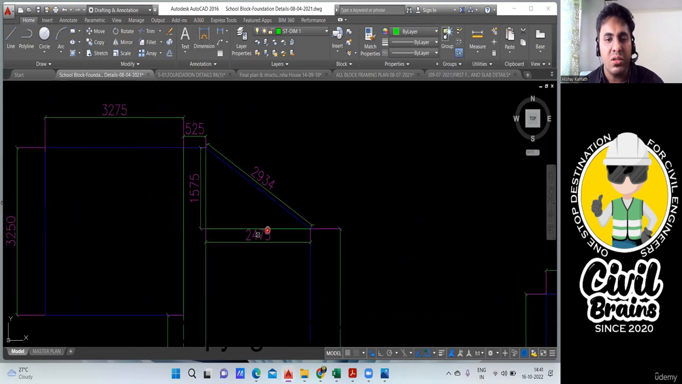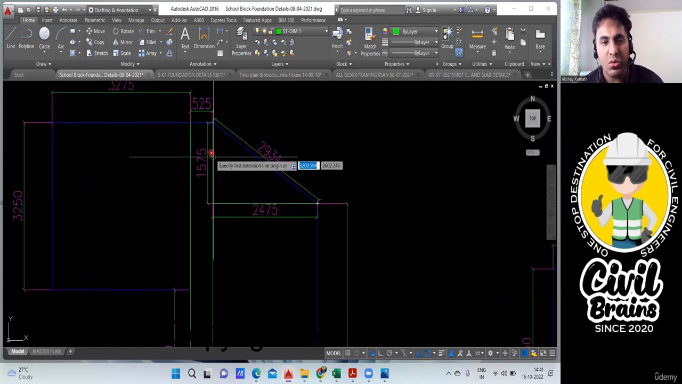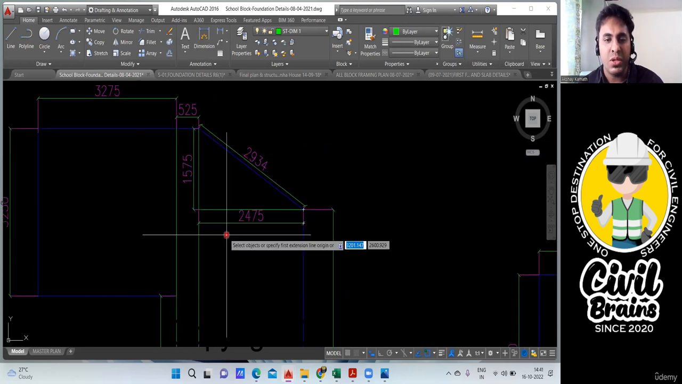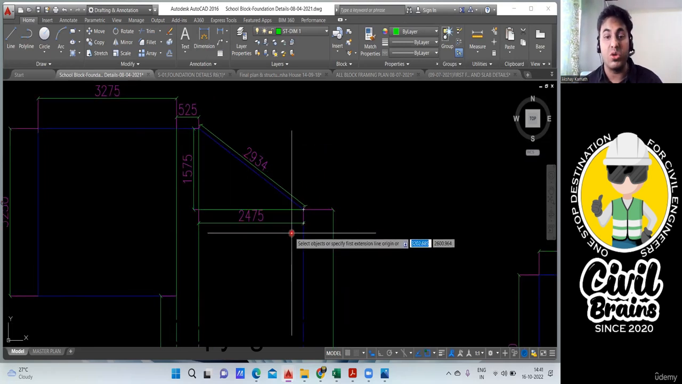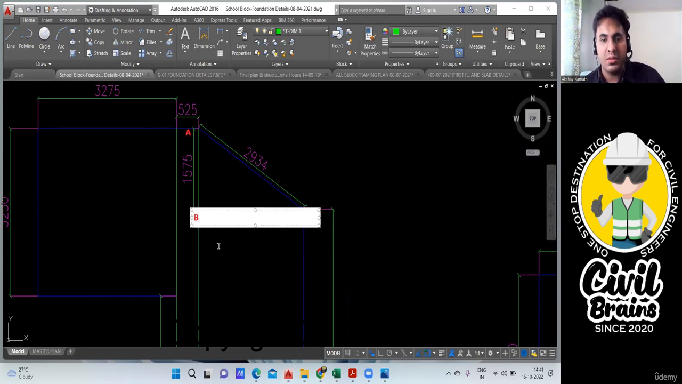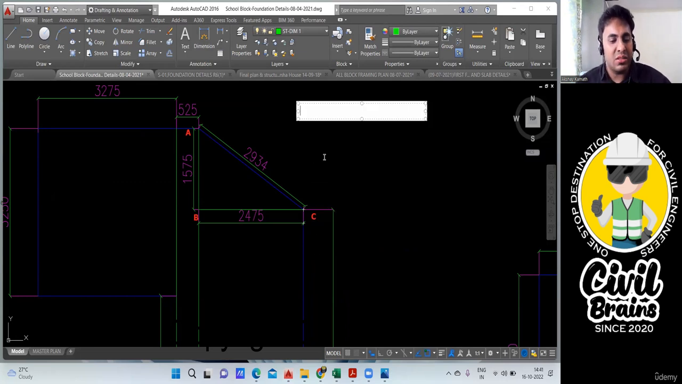How will you verify this? It's a simple thing. If I want to find this particular length, I need to apply the Pythagoras theorem: 1575 square plus 2475 square, under root, if I do, I'll get this answer. Quickly I'll do that. I'll give a name to that. Let us say this is A, this is B, and this is C.